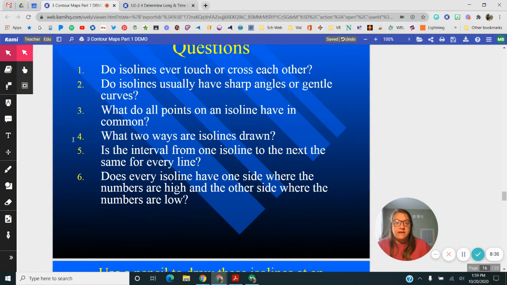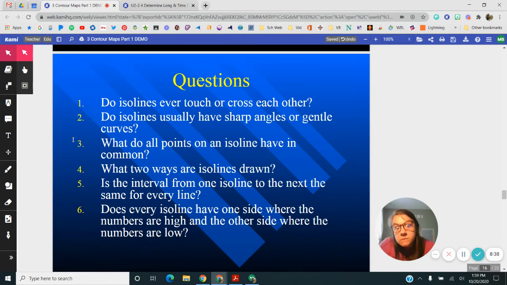So do isolines ever touch or cross each other? No. Okay. Do isolines usually have sharp edges or gentle curves?